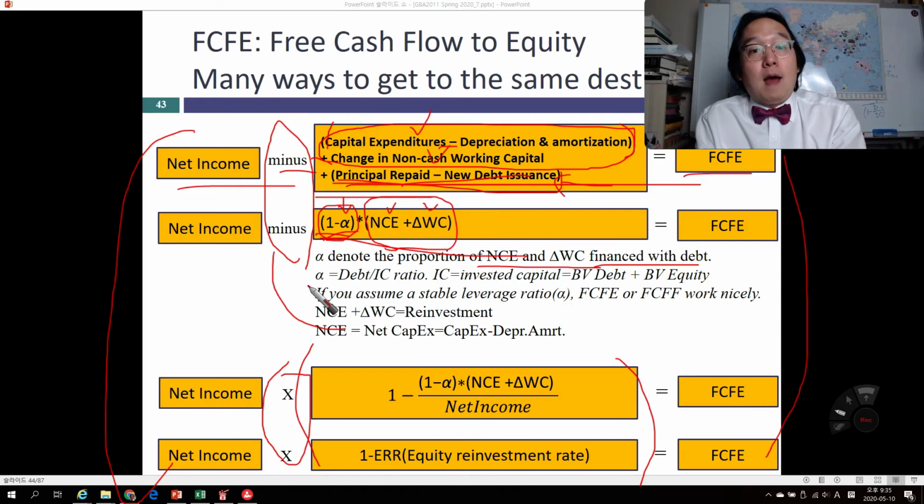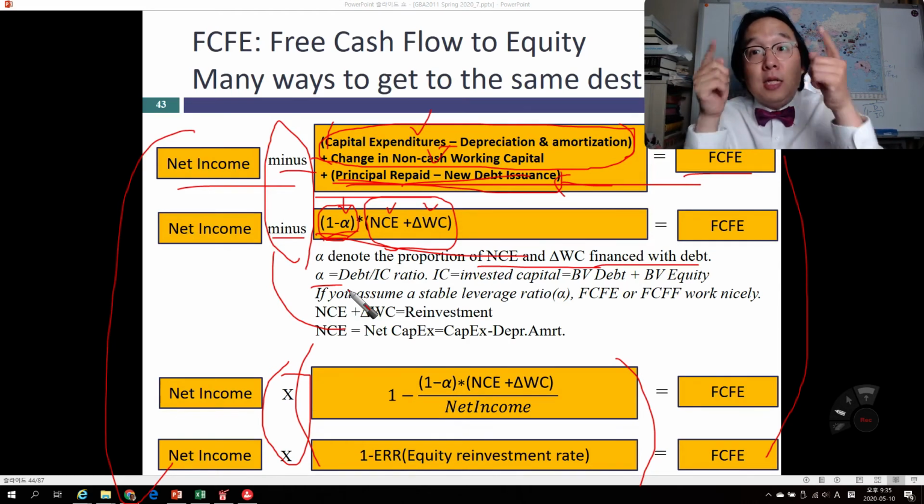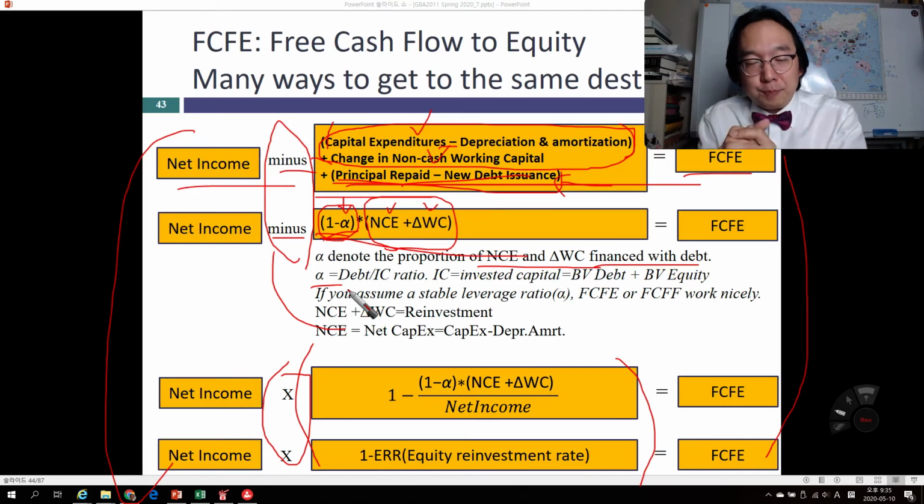We're going to subtract that from net income to get to free cash flow to equity. By the way, alpha is defined as the debt to invested capital ratio, IC. It doesn't mean that it is IC, no way. But this is book value of debt plus book value of equity.